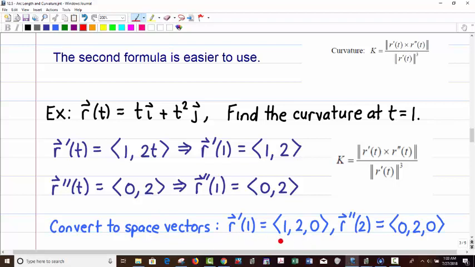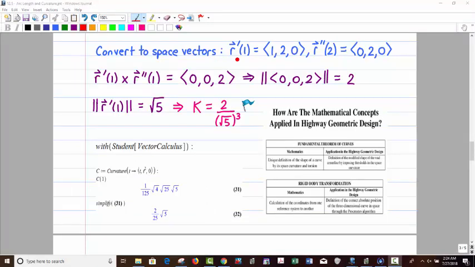Okay, and then like I said, here's what happens when you convert them to space vectors to use this formula. You have to add the zeros to it. So we convert them to space vectors and do a cross product using the cross product formula. And here's another mistake that I see. That should be a 1 right there, not a 2. So let's fix that. And I'll just keep talking here, but we do a cross product, and it's going to be 2 for the cross product. And of course, the magnitude of the vector 0, 0, 2 will be 2.